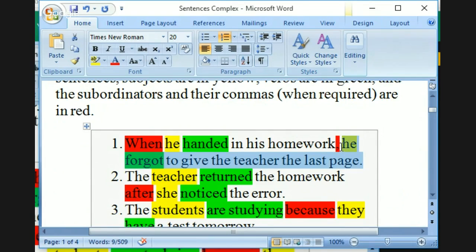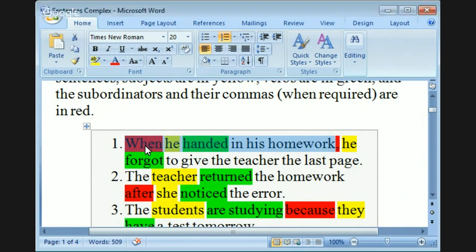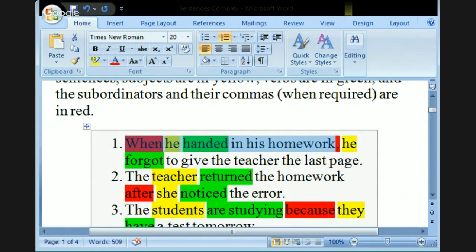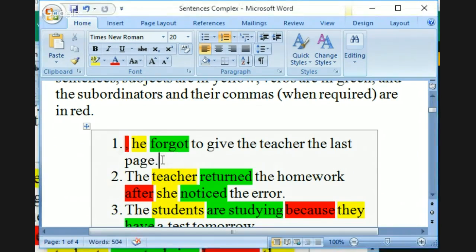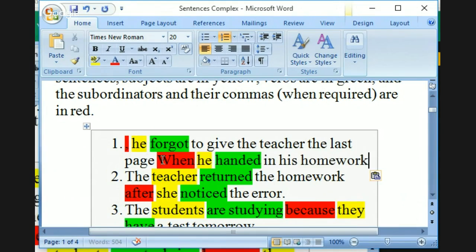This sentence, and frankly, absolutely any sentence with a subordinator and a subordinate clause, can be reversed. For example, I can put the first part second, and the second part first.